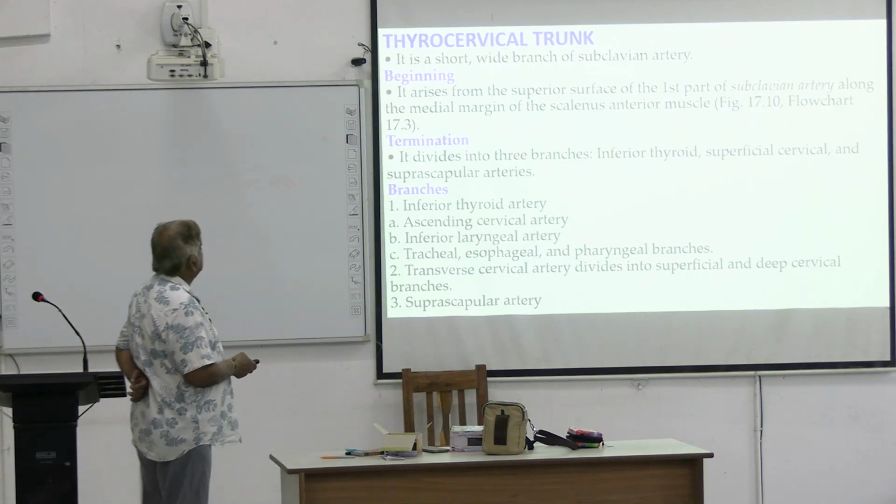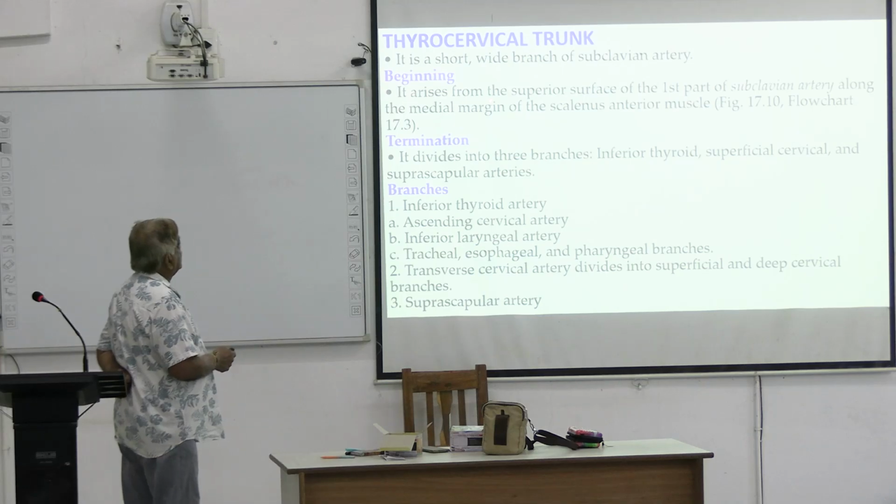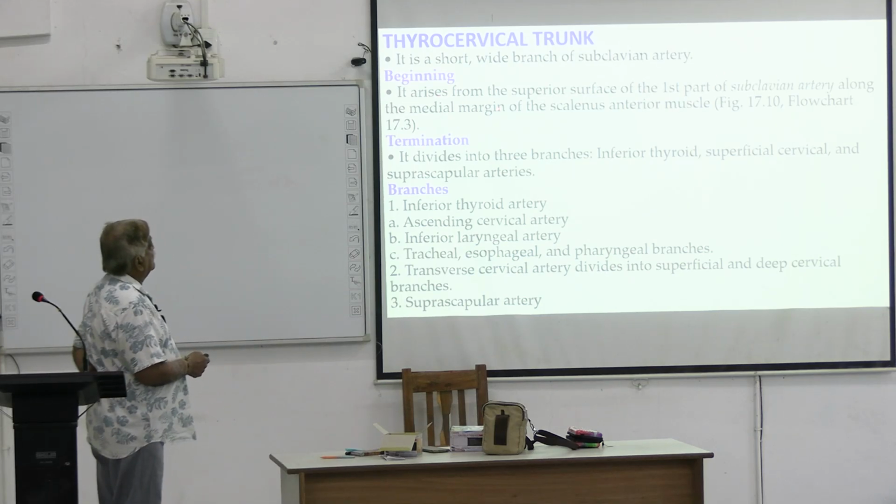Thyrocervical trunk. It is a short, wide branch of the subclavian artery. Beginning: it rises from the superior surface of the first part of the subclavian artery along the medial margin of the scalenus anterior muscle. Termination: it divides into three branches: inferior thyroid, superficial cervical, and suprascapular arteries.